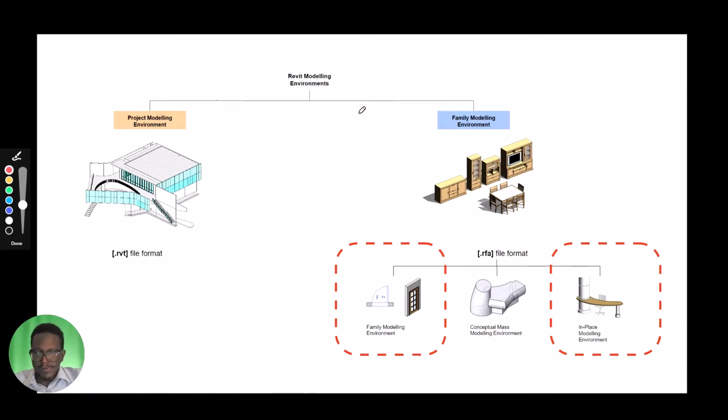And usually whenever you start a new Revit project, you choose between going into the project modeling environment, which is to create your building, or go into the family modeling environment, which is to create assets to go into your building. Now, by default, Revit does have some pre-made assets, but in this case, we are going to use the family modeling environment to create our own assets for this project.